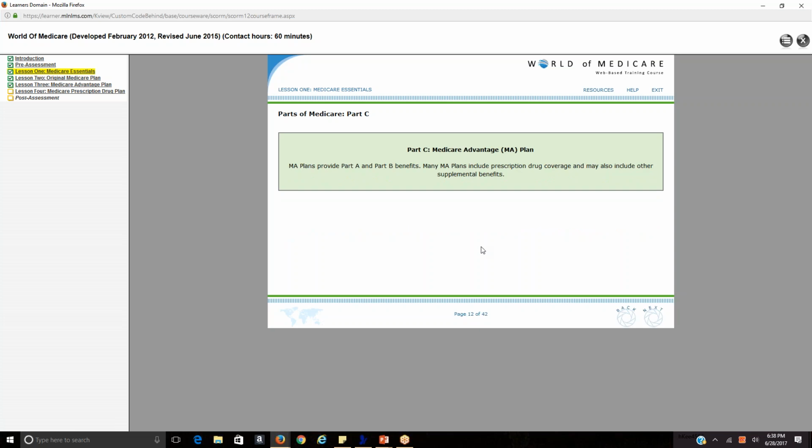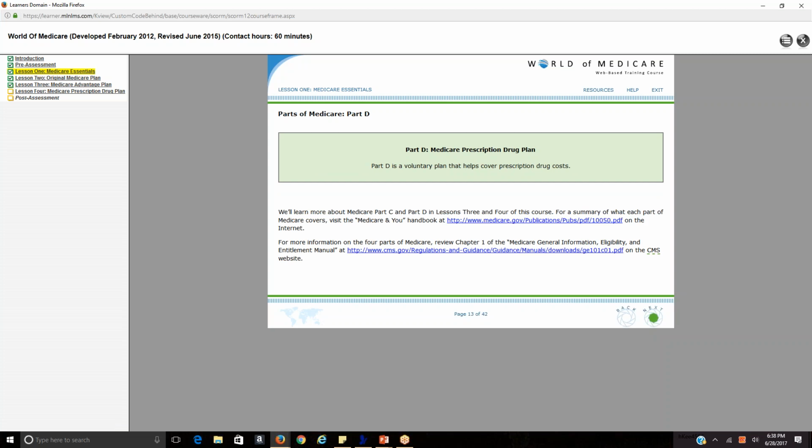Part C, the Medicare Advantage or the MA plans, may provide Part A and B benefits, so they combine Part A and B. Many MA plans also include prescription drug coverage and may also include other supplemental benefits. So it's kind of all the plans rolled into one.